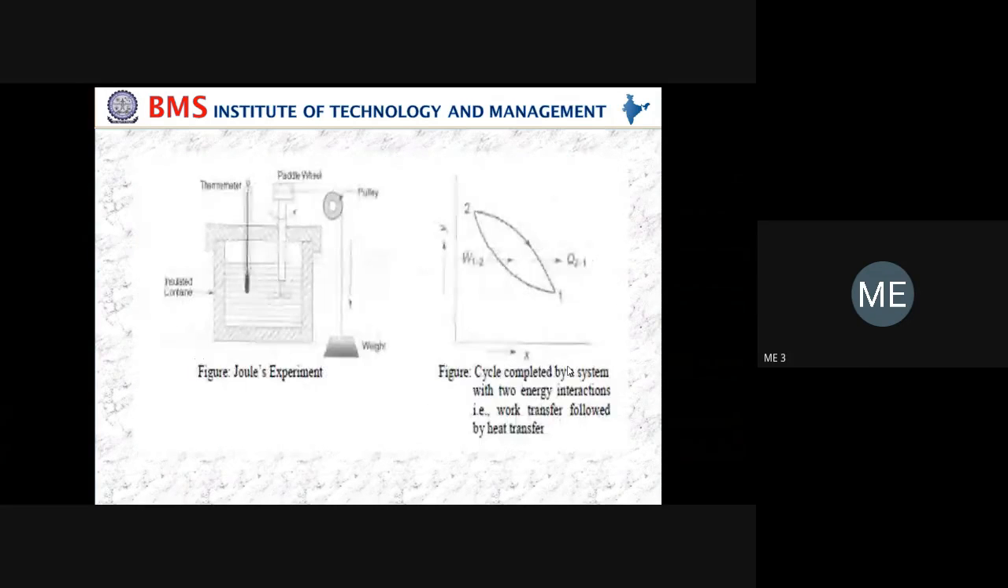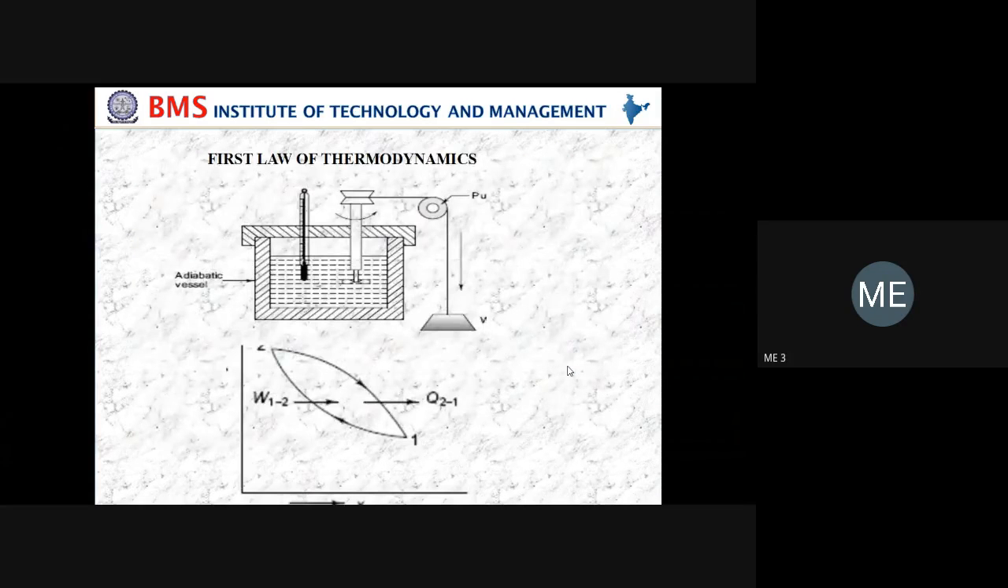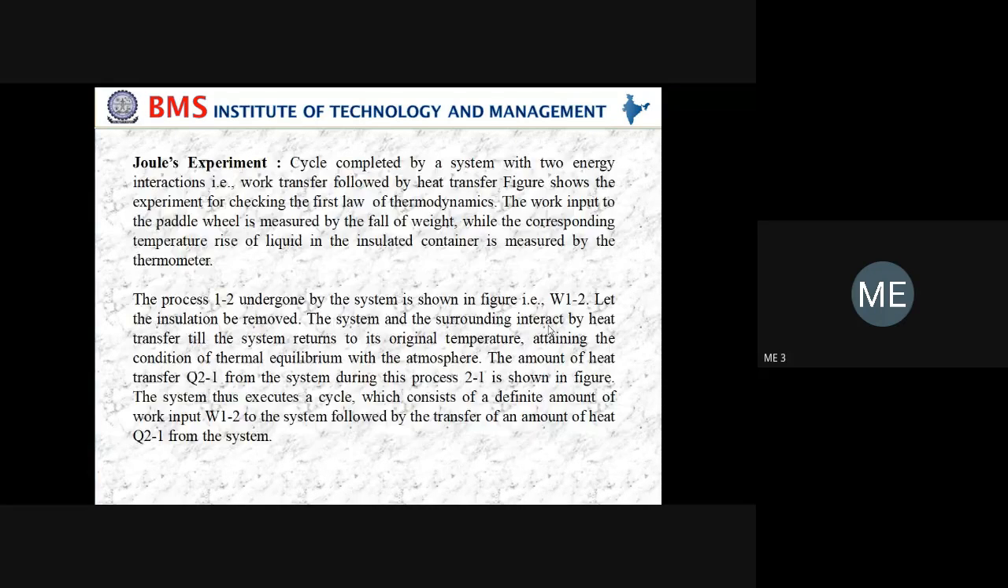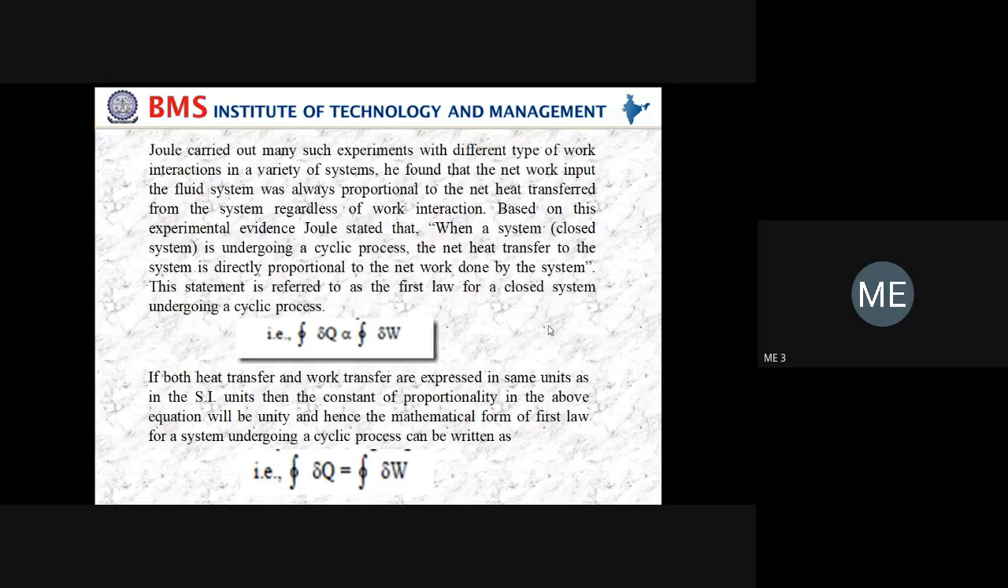Yesterday we were discussing Joule's experiment. While explaining Joule's experiment, you have to draw these two diagrams. One is a closed system undergoing a cyclic process, and this is the PV diagram. According to the first law, cyclic integral of dQ is proportional to cyclic integral of dW. Putting it in mathematical form, we can write cyclic integral of dQ equals J into cyclic integral of dW, where J is the Joule's equivalent of heat.